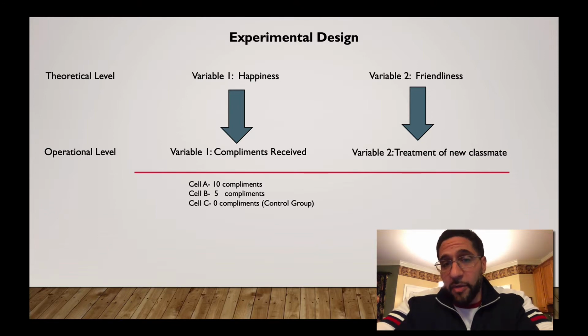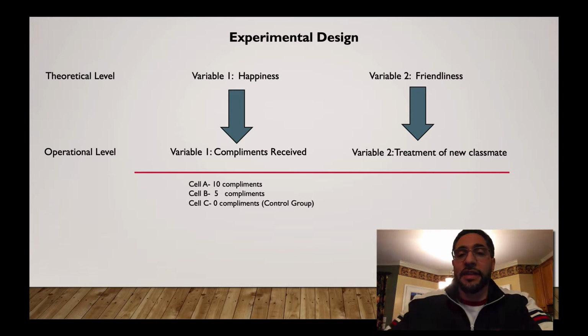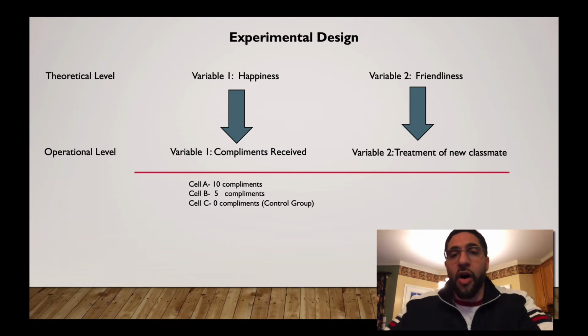Now, the dependent variable, that's going to be friendliness. That's going to be the variable that we are measuring, okay? We're trying to see the impact of happiness on friendliness, okay? And the variable that the impact is being measured on, that is your dependent variable, okay?